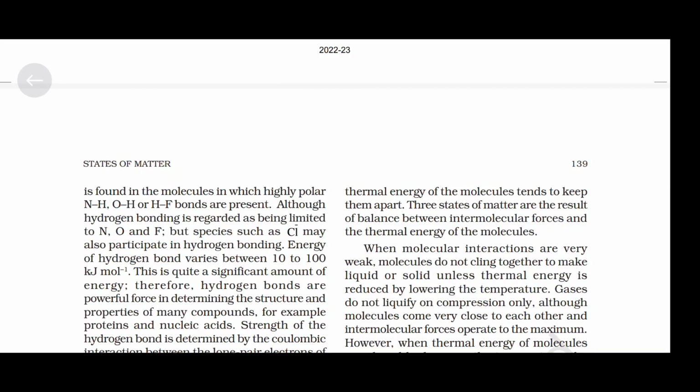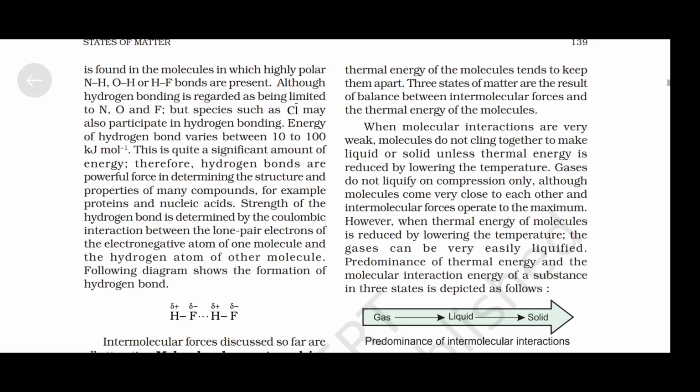For example, proteins and nucleic acids. Strength of the hydrogen bond is determined by the Coulombic interaction between the lone pair electrons of the electronegative atom of one molecule and the hydrogen atom of the other molecule. Following diagram shows the formation of hydrogen bond.